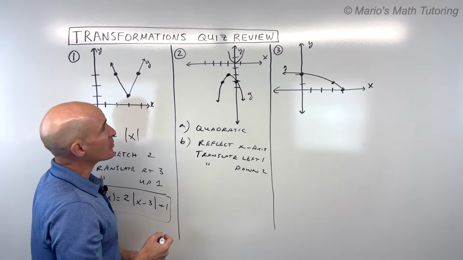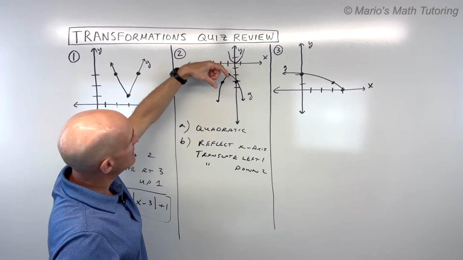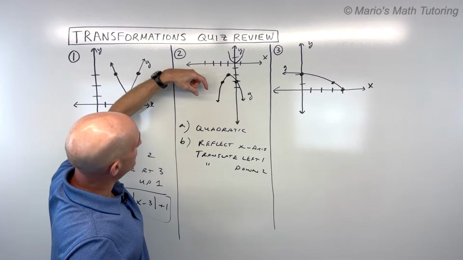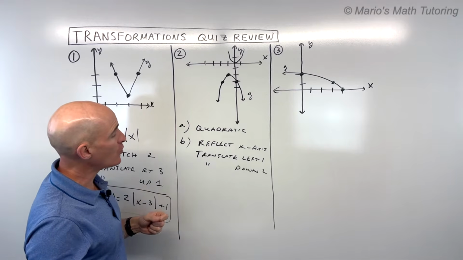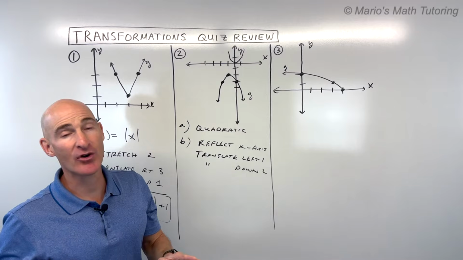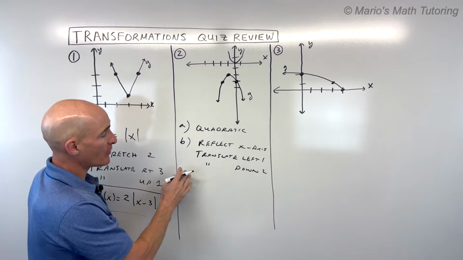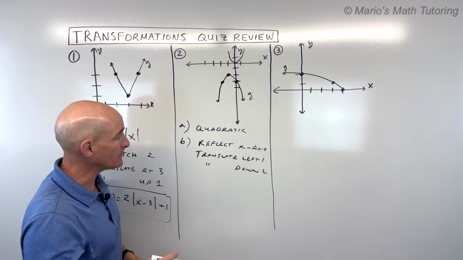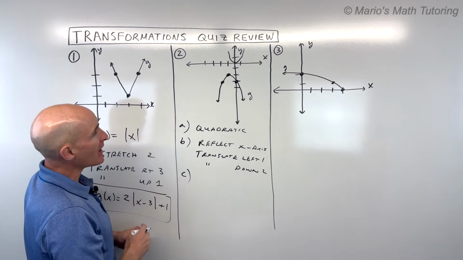And is there another possibility? Well, you could say reflect, translate down 2 and then left 1. That would be correct. What you wouldn't want to do is say translate down 2 and then reflect. That's not going to yield the same graph. So be careful. The order of transformations here is important. And then for the last part, how do we write this equation?